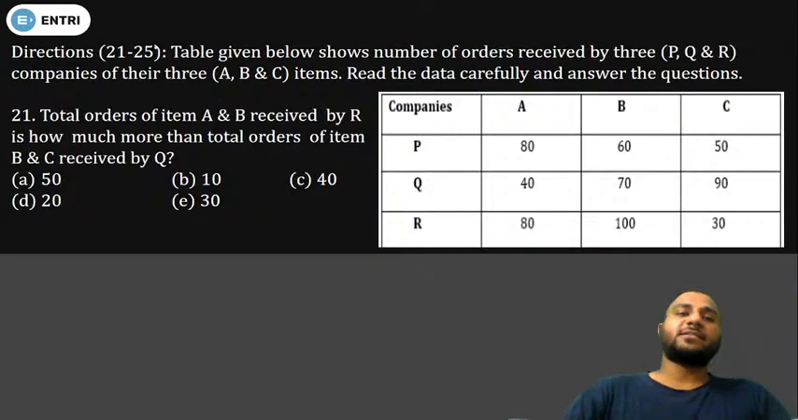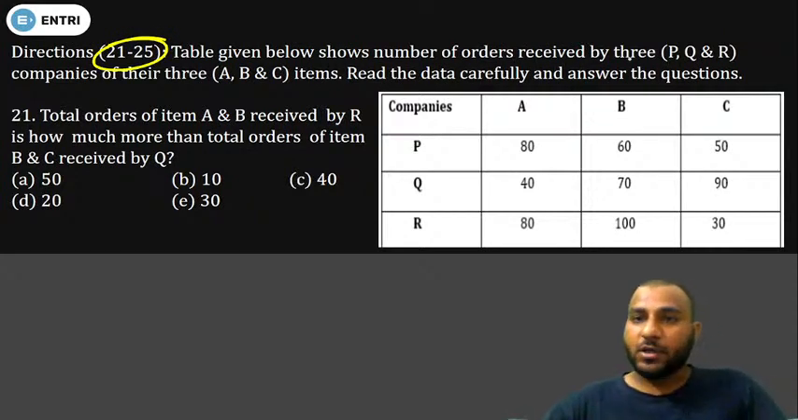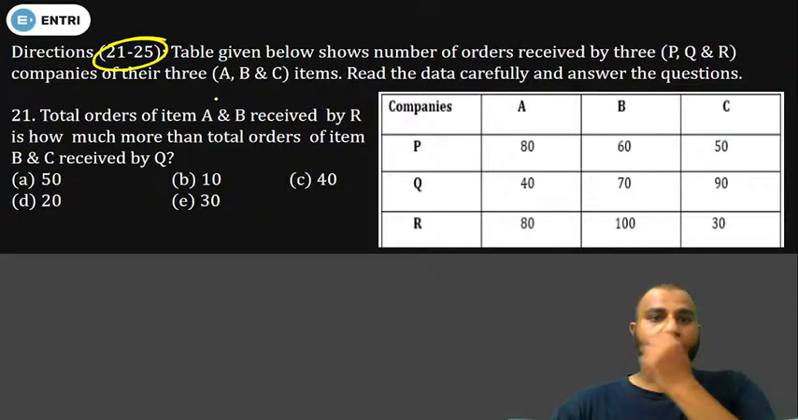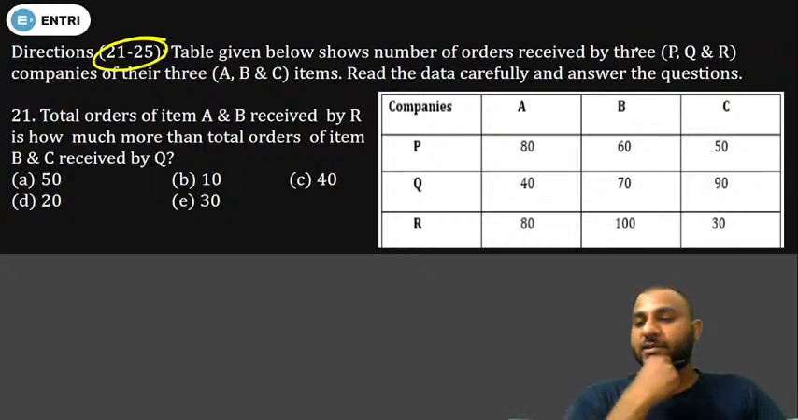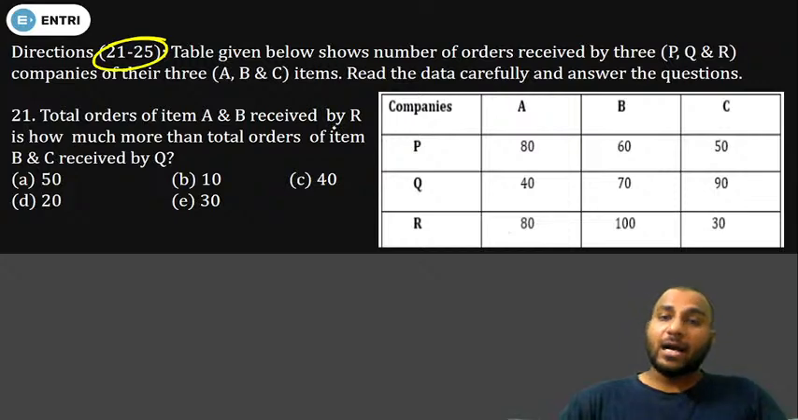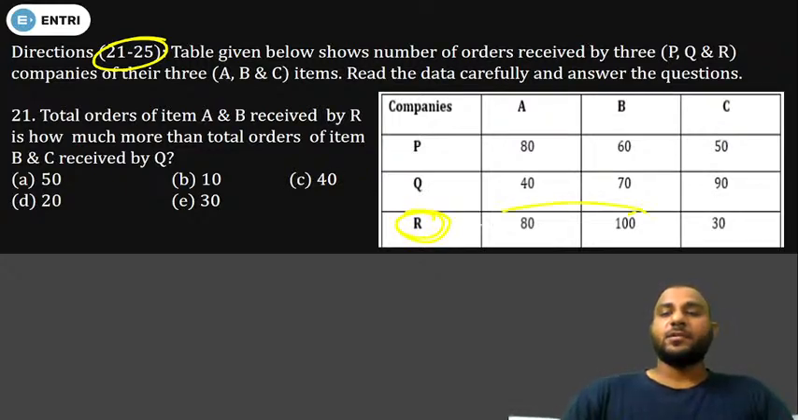Next set of questions are from DI. Table DI. Number of orders received by companies P, Q, R. Look at this. Companies A, B, C. So read out the data. Company P has received orders. Very good, Maitri. Very good, Nasreen. Total orders of items A and B received by R. Remember that. So first of all, you should understand by R, A and B, 180.